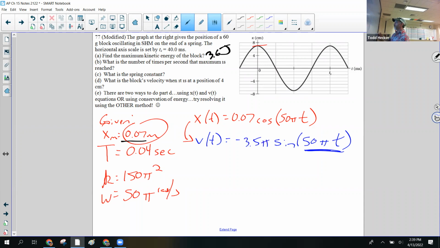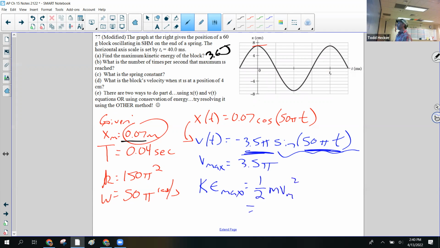So that means that my maximum velocity is 3.5 pi, right? Because sine oscillates between 1 and -1, the biggest velocity I could ever have is 3.5 pi. So now I can find my maximum kinetic energy by doing 1/2 m v max squared. Plug in your maximum velocity, plug in your mass, and you get very satisfyingly 3.6 joules, which makes me happy. Hooray, physics. Cool.